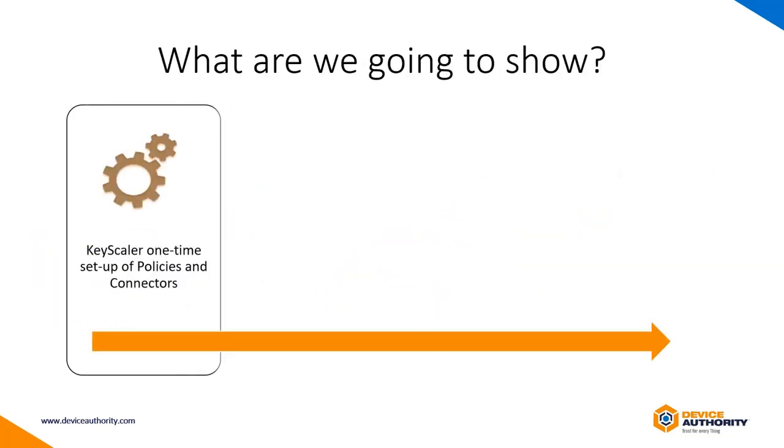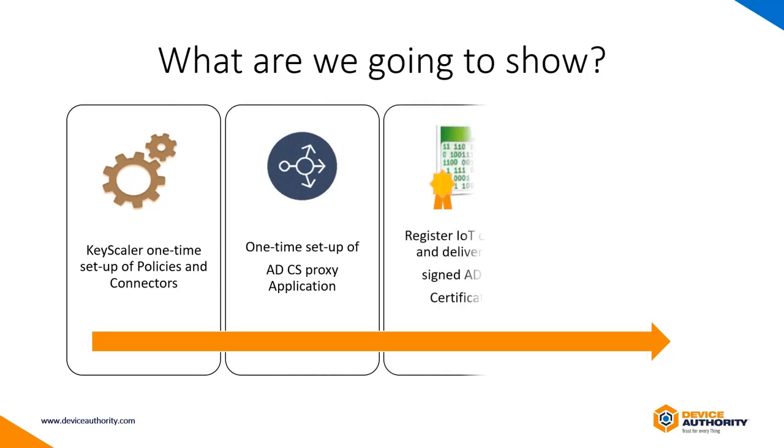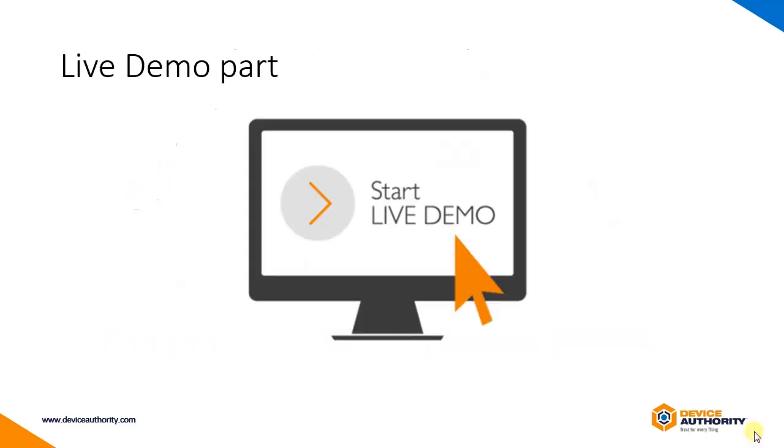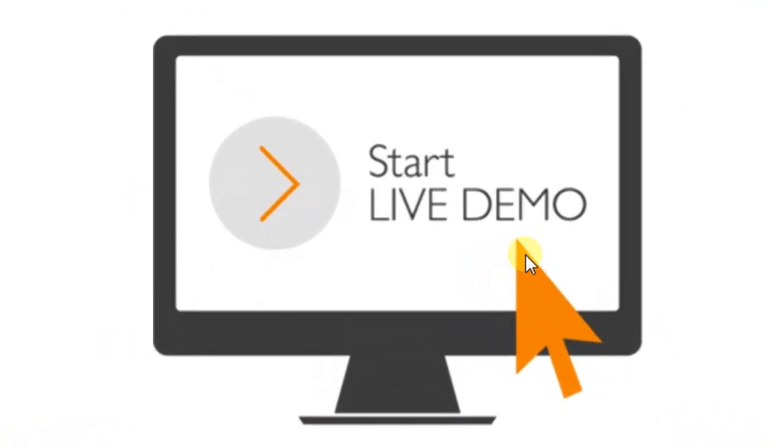Here is an outline of what we'll see in the live demo. We start with a one-time configuration of the Keyscaler platform, setting up the connector and policies. Next, we need to set up the ADCS proxy application. We will also show you a device registration and witness a signed certificate get delivered to it. And finally, we can verify that the certificate was signed by the Microsoft ADCS server. And now for the live demo.